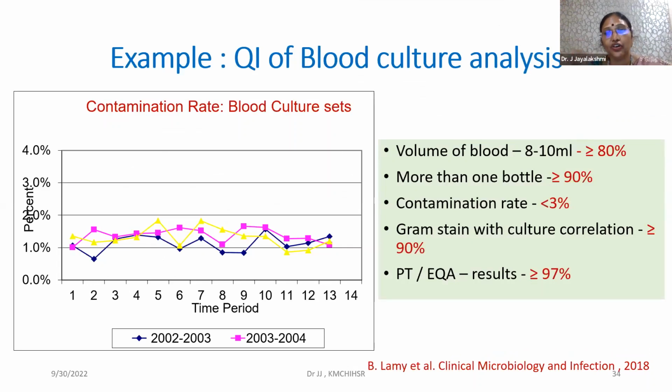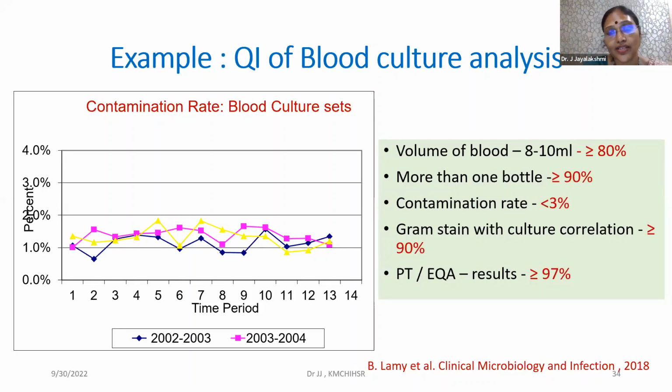For example, what percentage would you call acceptable for samples that should have 8 to 10 ml of blood? At least more than 80% of the samples that you're collecting in your lab should have 8 to 10 ml of blood. That's a good thing. If you're not achieving that, you have to work on it. Otherwise you can still work on it and bring it up to 100%. How many laboratories are getting more than one blood sample for a patient suspected of sepsis? You need to get at least 90% of your patients with more than one blood sample collected, at least 2 sets.